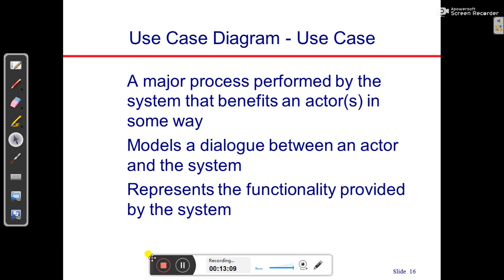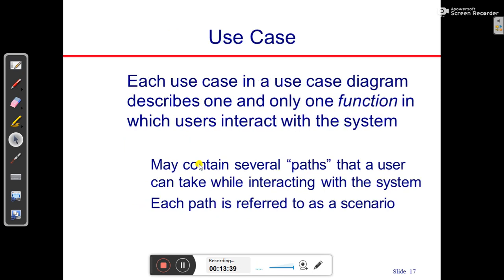A use case is a major process performed by the system that benefits an actor in some way. It models a dialogue between an actor and the system. It represents the functionality provided by the system. So the communication is also a major process performed by the system that benefits an actor in some way, modeling a dialogue between an actor and a system and representing the functionality provided by the system.